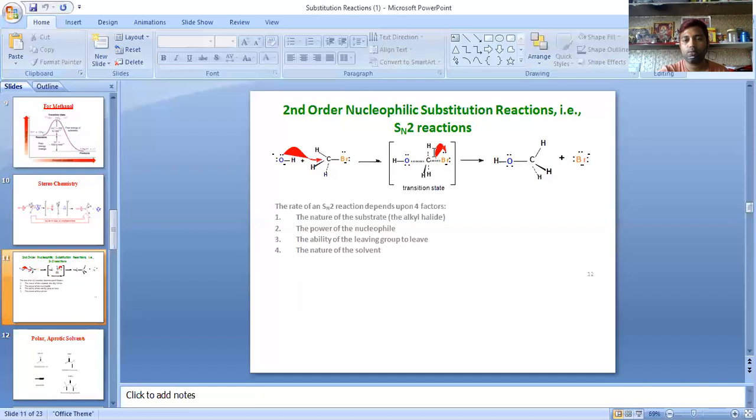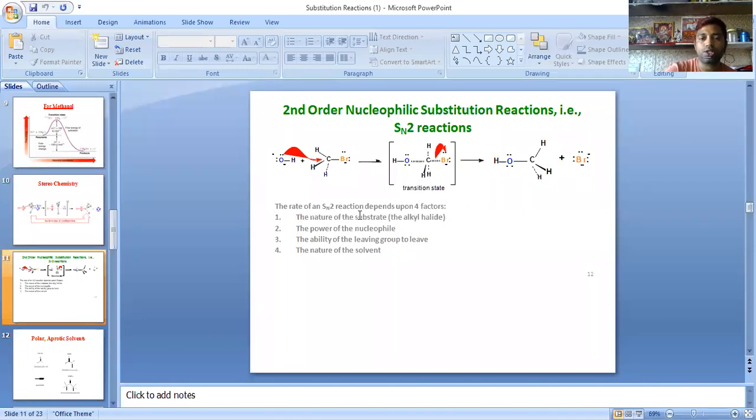Second order, the same thing. This is the nucleophile, and this is another substrate, methyl bromide. This is the same nucleophile. It attacks the substrate from the backside. This is our transition state, with bond making and bond breaking. This is our product, methanol, and this is the leaving group, the halide.